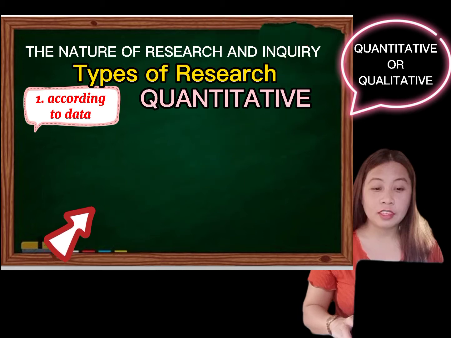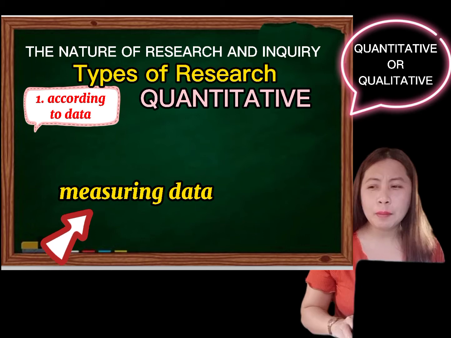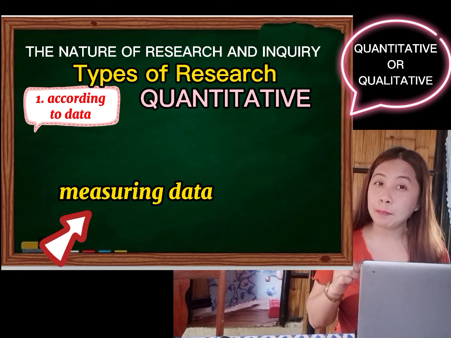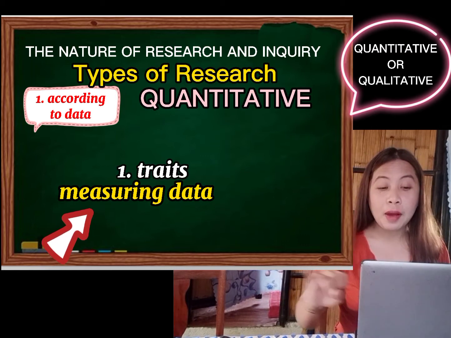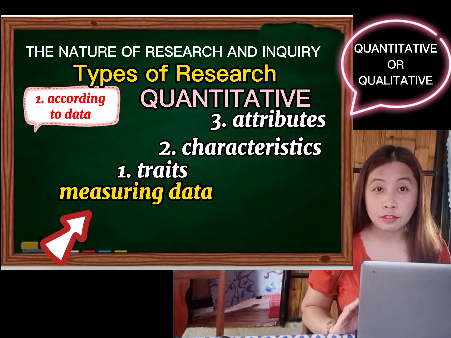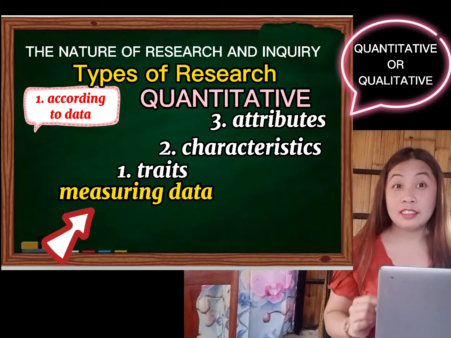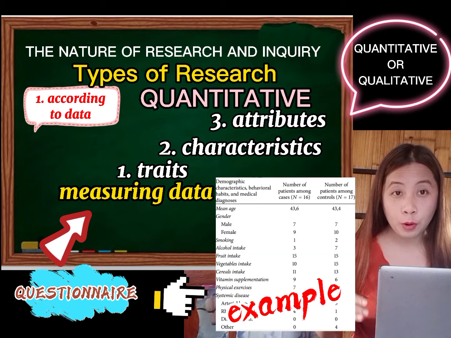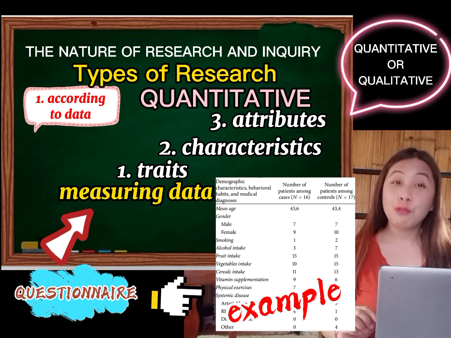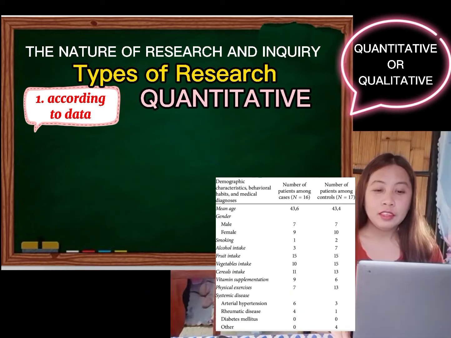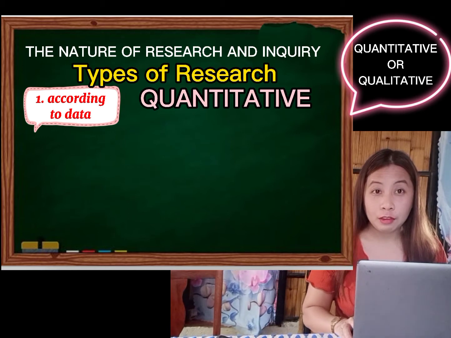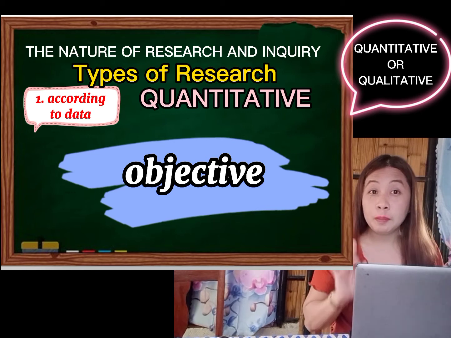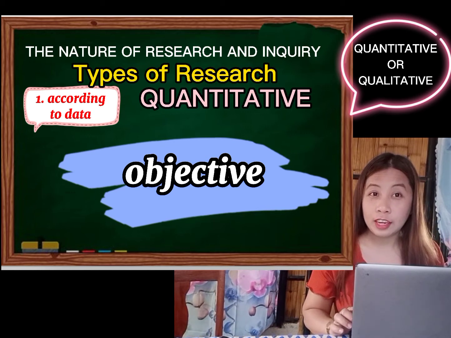Next, it also involves measuring data. Pag sinabi na measuring data, ibig sabihin yung kayang i-measure. Ano ba yung mga example nun? Yun yung mga traits, mga characteristics, or attributes. Na kaya bang i-measure yung traits? Yes, kaya natin yan. So, magagawan yan doon sa questionnaire mo, and then gagamitan mo ng formula na angkop doon sa study mo. So, in short, quantitative is what? Very objective. Sinabi nating objective, ibig sabihin, fair yung result ng study.